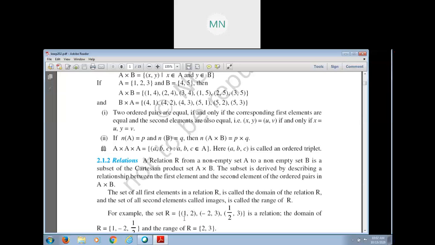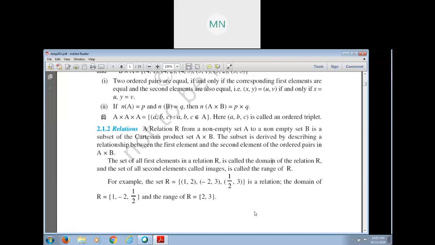Here see that first ordered pair is 1, comma 2. And first element of this ordered pair is what? 1. And the first element of the second ordered pair is what? -2. And the first element of the third ordered pair is what? Half. So domain is 1, comma -2, comma 1/2.